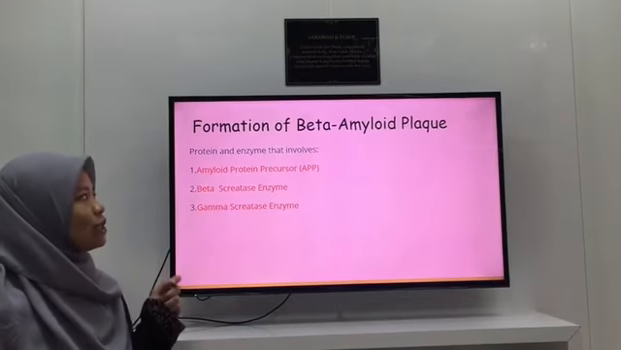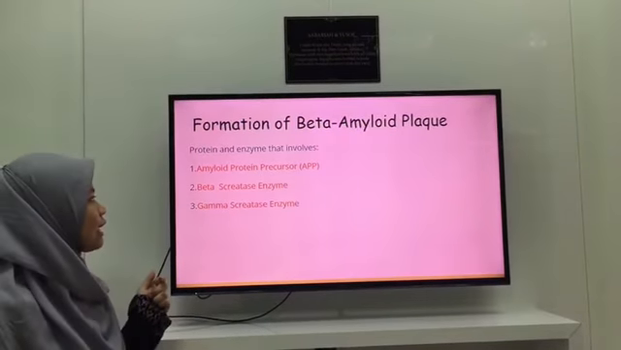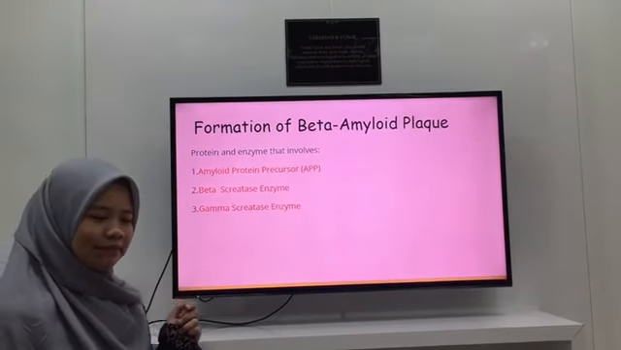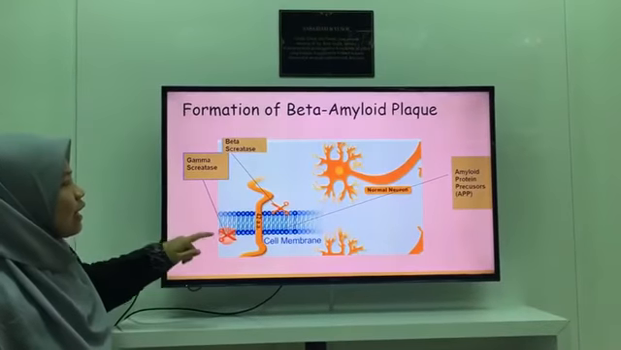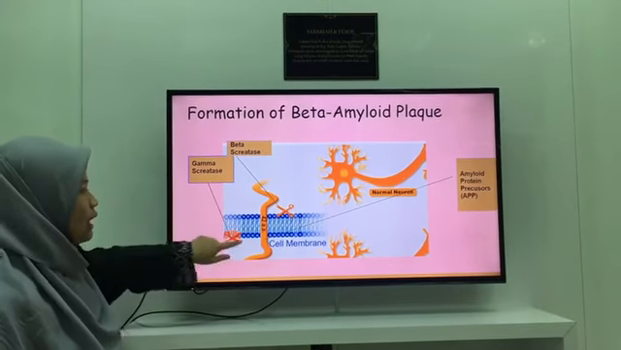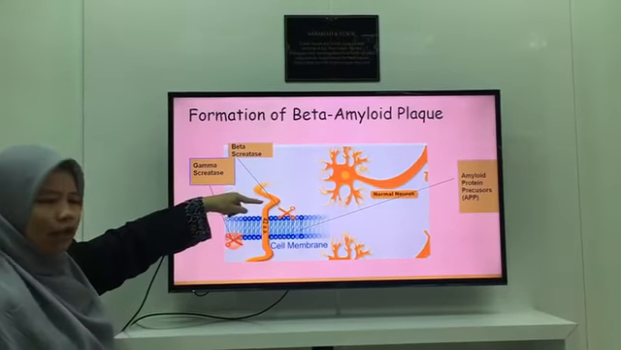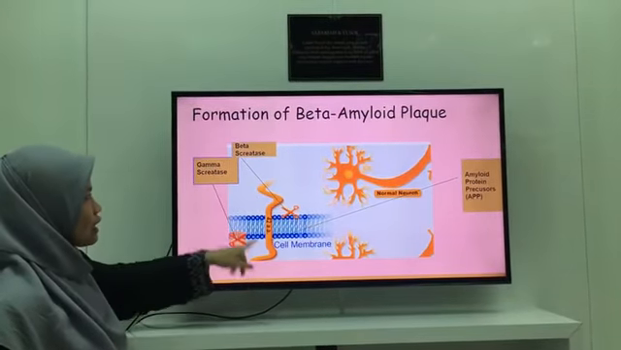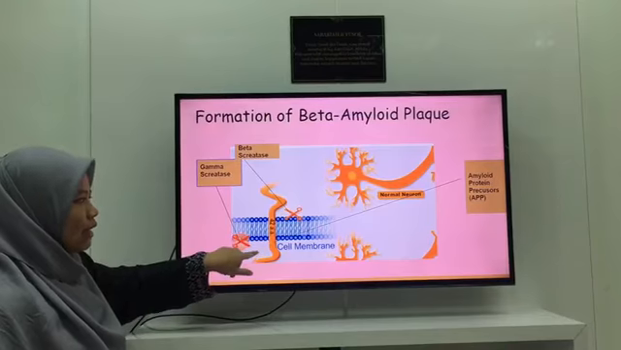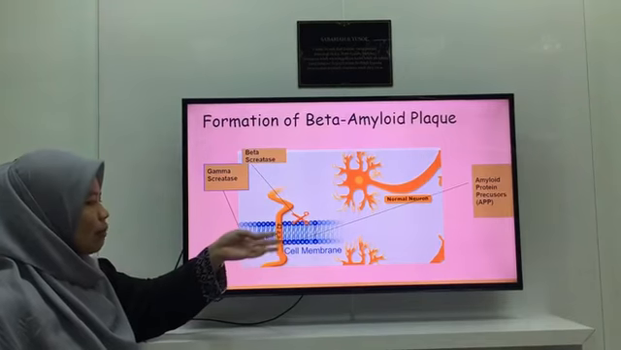The proteins involved in the formation of beta amyloid plaque are, first, amyloid protein precursor, second, beta secretase enzyme, and the third one is gamma secretase enzyme. This is the protein and the enzymes involved in beta amyloid plaque formation. This is beta secretase, which cuts APP at the inner side of the cell membrane. And this is gamma secretase, which cuts APP at the cytoplasmic side and releases a 42 amino acid peptide.